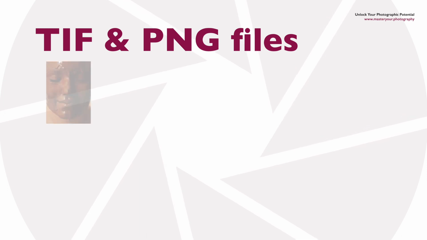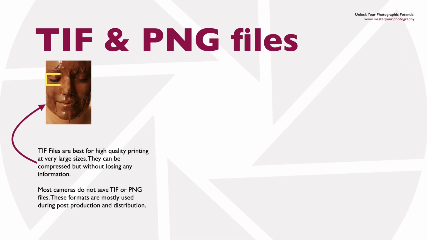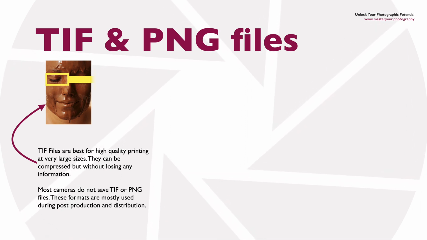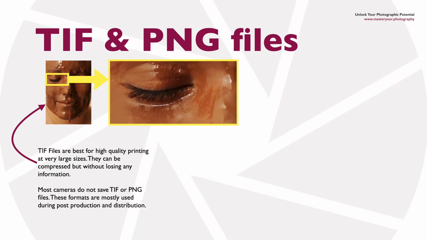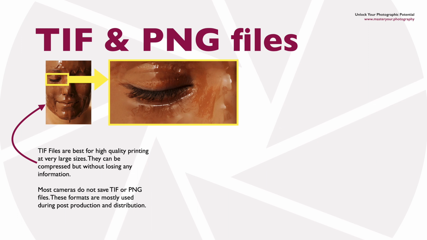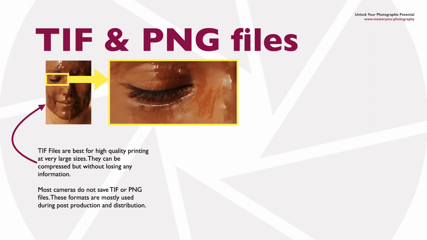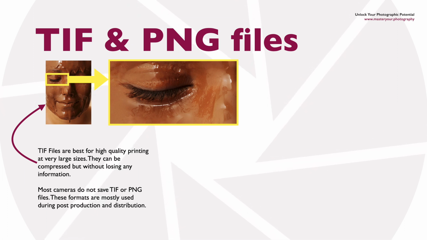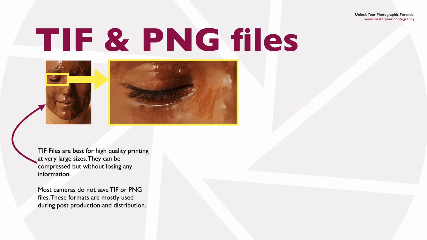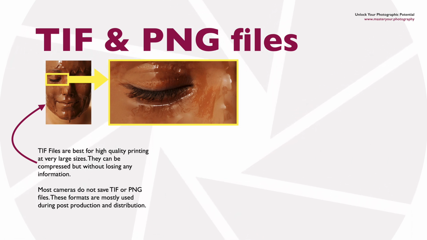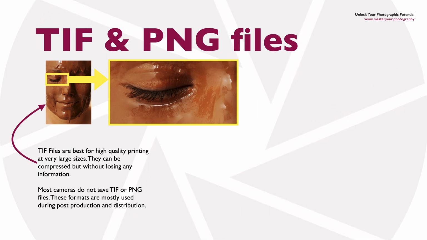TIFF and PNG files fall into our lossless file category. So what this means is they use compression techniques, but in doing so they don't throw any data away, so you're retaining the maximum amount of information possible within the file. So if you've processed a raw file and you want to then produce a high quality print from it, it's a really good idea to save that file as a TIFF file and then send that off and have your print produced from it. You can open and resave that file many times without any loss of quality.